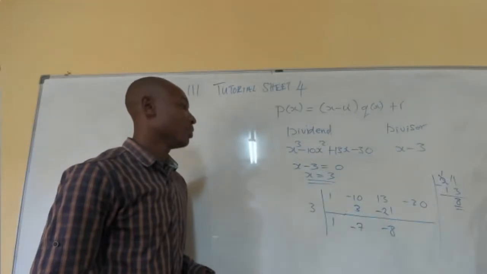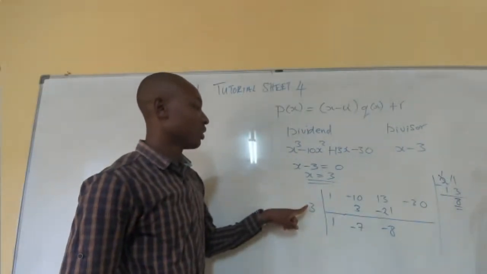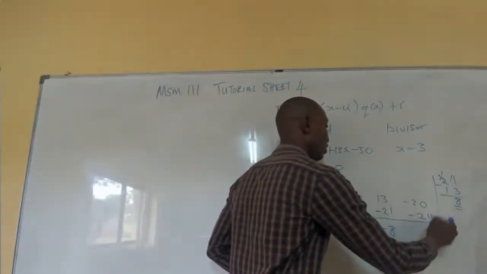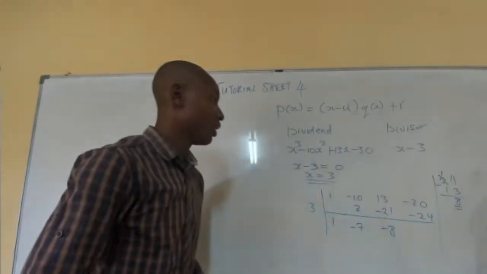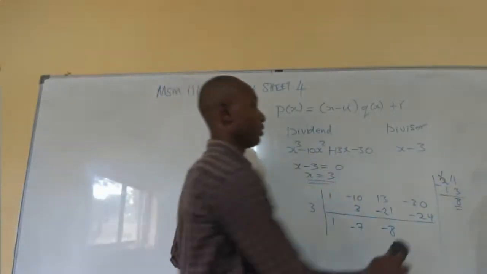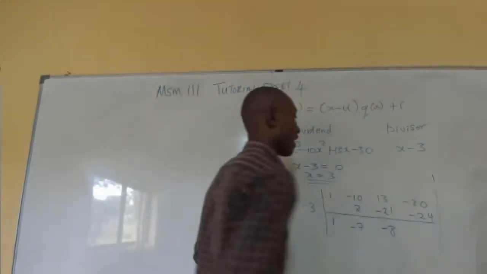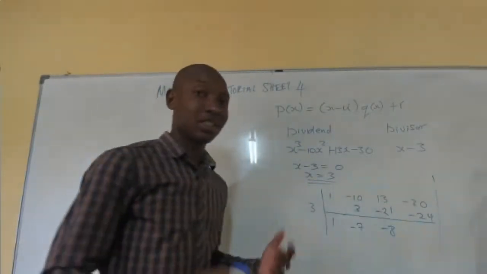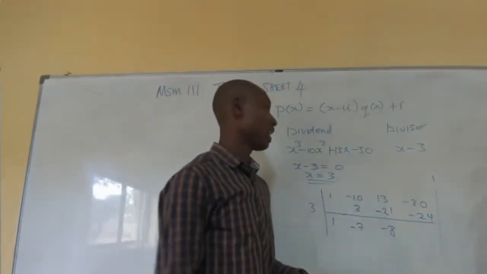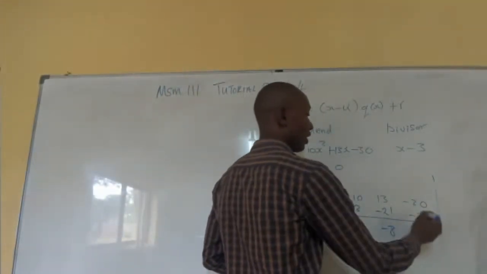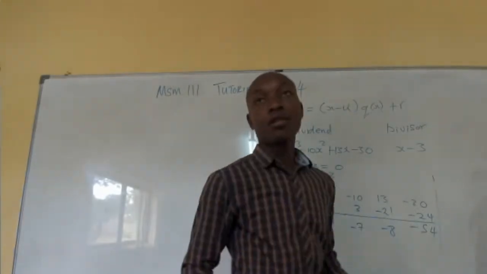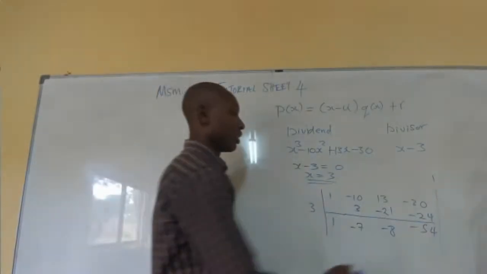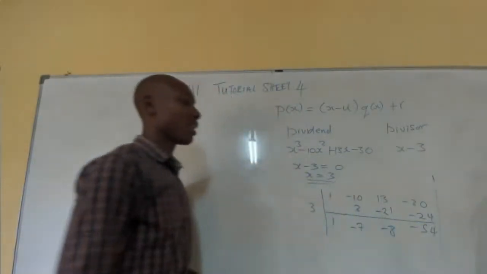Now, what is 3 times negative 8? This is negative 24. Negative 24 plus negative 30: since they have the same sign, we add them, so this is negative 54. This is the remainder that we get.